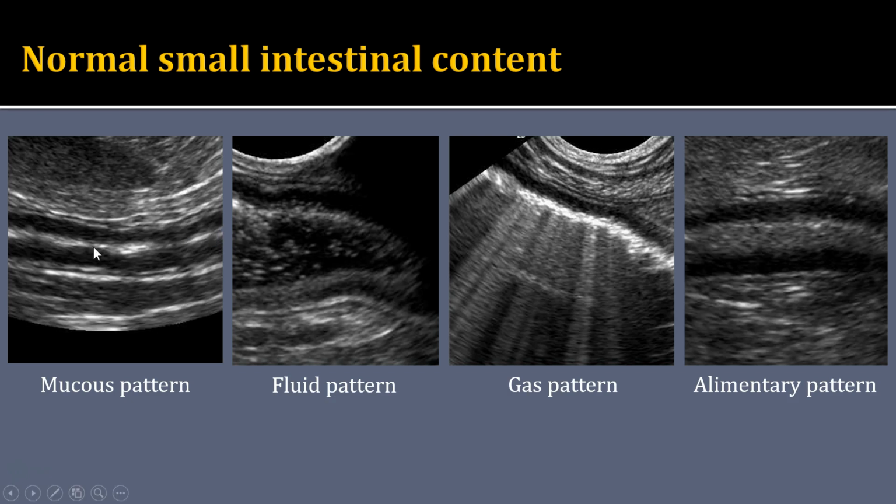So this is a jejunal segment that is in a fasted patient. And so we just see minimal echogenic luminal content. When we see that, we call that a mucus pattern. We can easily see both sides of the wall.